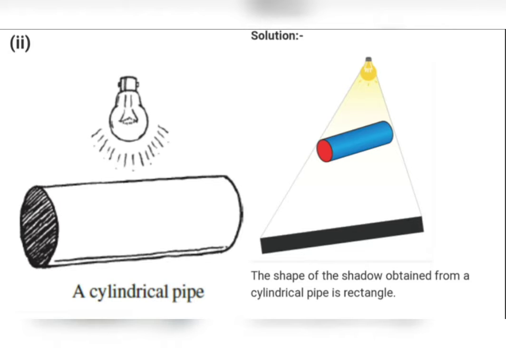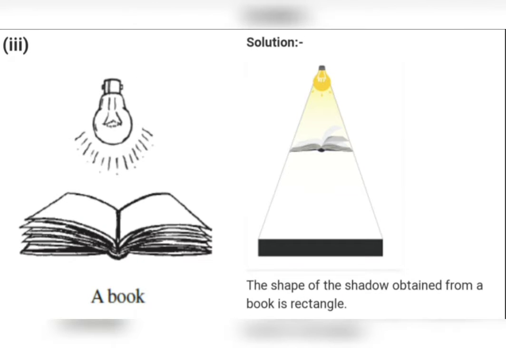Okay, now let us move to the third question, that is a book. So this is a book, and over that a bulb is glowing. So when a bulb glows over the book, it is definitely going to cast a shadow down. Now this is also what? See, this is the length and this is the breadth. So what shadow is it looking like? Circle, square, rectangle? Correct, rectangle. So the shape of the shadow obtained from a book is a rectangle. Now let us move ahead.